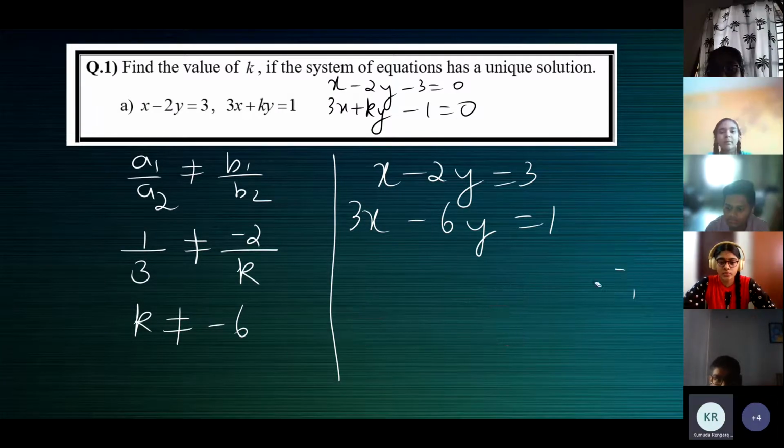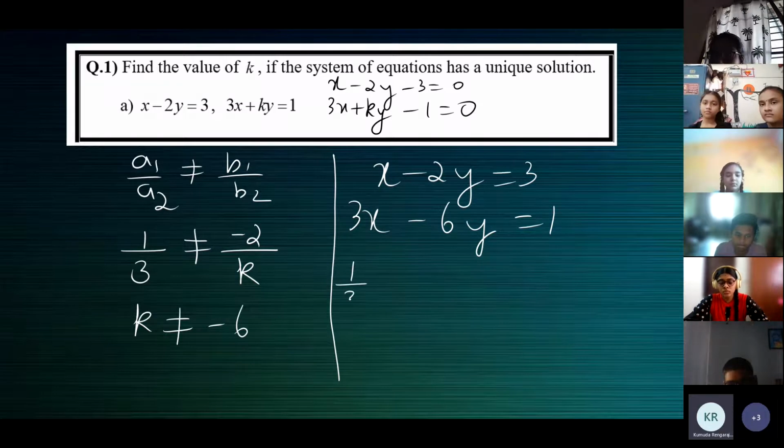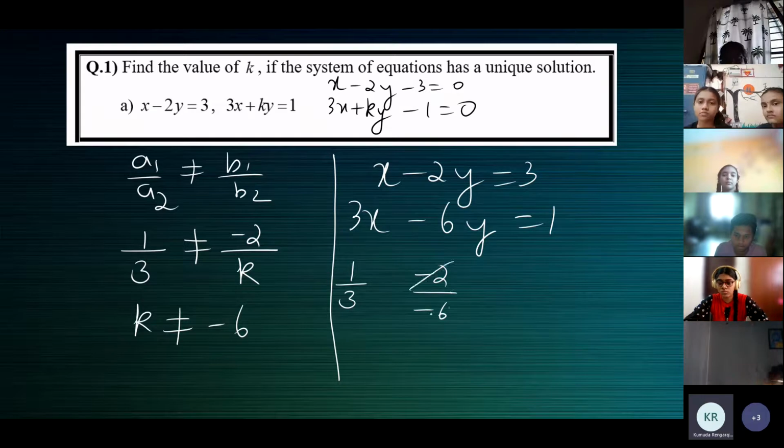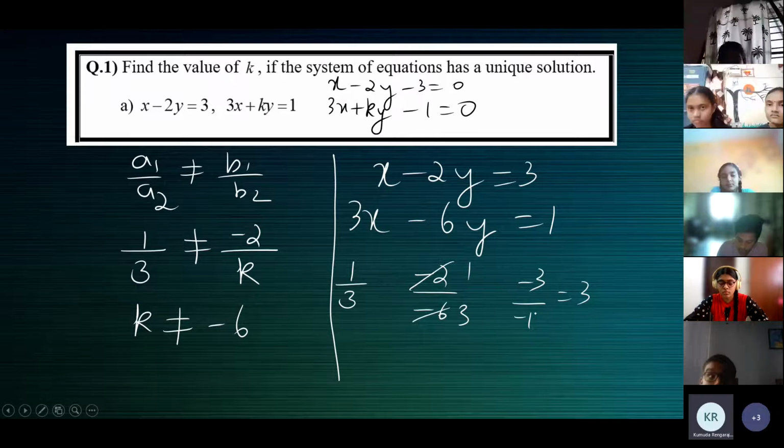Let me come from here again, assuming that some of us have not understood. I've taken the value of k as minus 6. Now I'm finding a1 by a2, b1 by b2, and c1 by c2, which is minus 3 by minus 1, or 3. What do you see here? When k is minus 6, a1 by a2 is equal to b1 by b2 is not equal to c1 by c2. Then what kind of solution will the system of equations have?